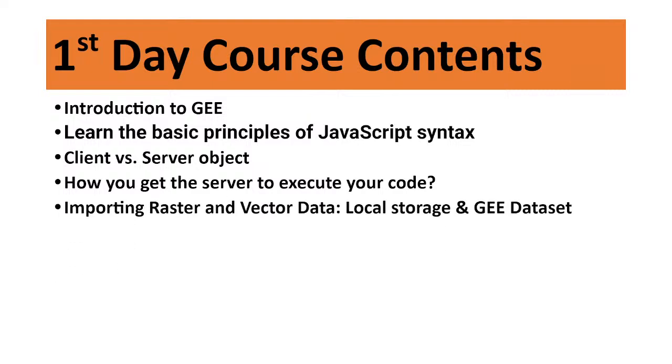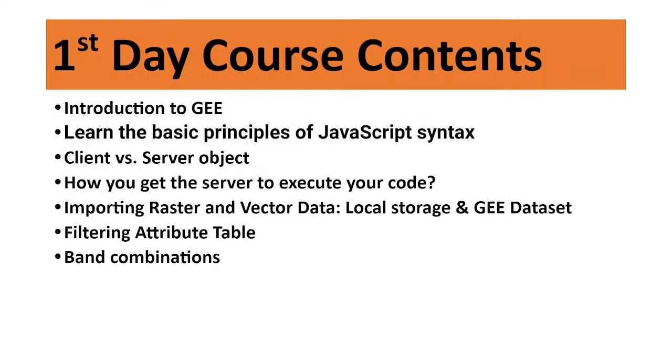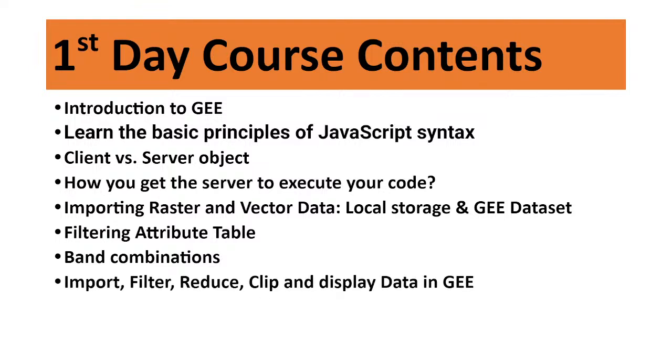As well as importing raster and vector data. How we can easily import the raster and vector data from local storage as well as from the Google Earth Engine data set. And how to filter the attribute table after importing the shapefile, how we can easily filter the attribute table. I also talk about that. And how to use different types of band combination, and how to import, filter, reduce, delete, and display the data in the Google Earth Engine platform.